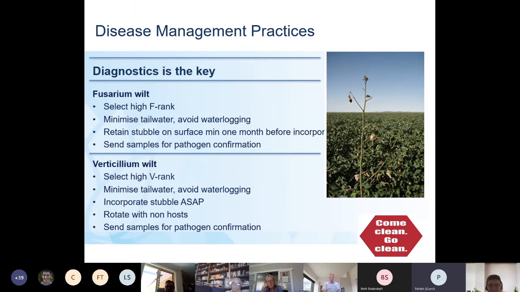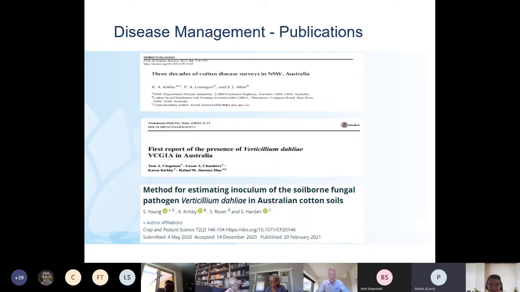Disease management, Linda Smith went through quite a lot of this. I think I'd just point out the really important point here is to incorporate your stubble as soon as possible if you know you have Verticillium wilt, and retain the stubble on the surface for as long as you can, at least a minimum of 1 month if you have Fusarium wilt. There's some key publications, type in Verticillium wilt Australia. This is just 3, but there's so much, and also CottonInfo is your source for most of the up-to-date information available for growers.